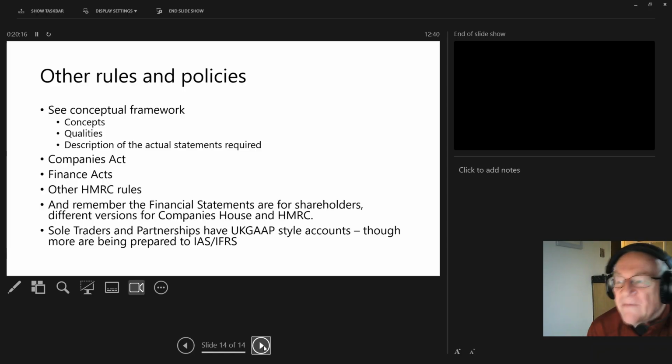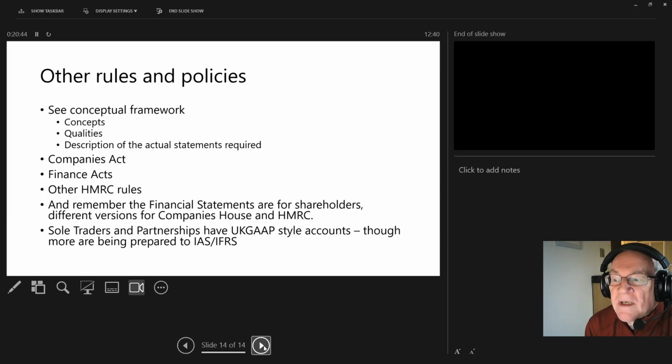So remember, financial statements are produced for shareholders, so HMRC rules don't affect that. It's the directors' job to produce the financial statements, so all directors are responsible for their production. If they subcontract a firm of accountants, that's fine. It's still ultimately the directors' responsibility. They're produced for shareholders. Other people can look at them.